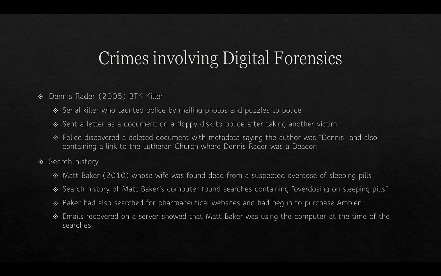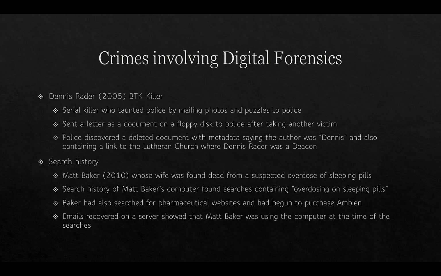And in case you have never seen one of these things, this is the thing that predated USB sticks. Well, in fact, it predated CD-ROMs and DVDs and then USBs as a way of transmitting data. But it was a magnetic disk and a little bit of cardboard that you inserted into the drive. So when they did a forensic examination of the disk, they found a deleted Word document with metadata showing that the author was Dennis and containing a link to the Lutheran church where Dennis Rader was a deacon. And that was essentially what enabled them to find him and then put together a case to prosecute him.